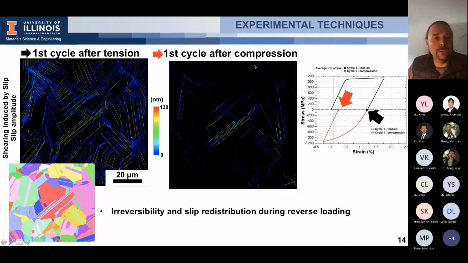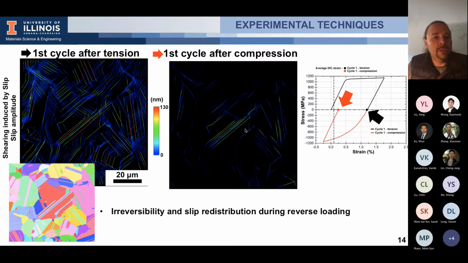And then I did the high resolution DIC measurement for the exact same region, and you obtain this kind of map. And what you can see is that most of the slip localization or the slip events reverse during the compressive phase. You basically close your extrusion during the compressive phase.